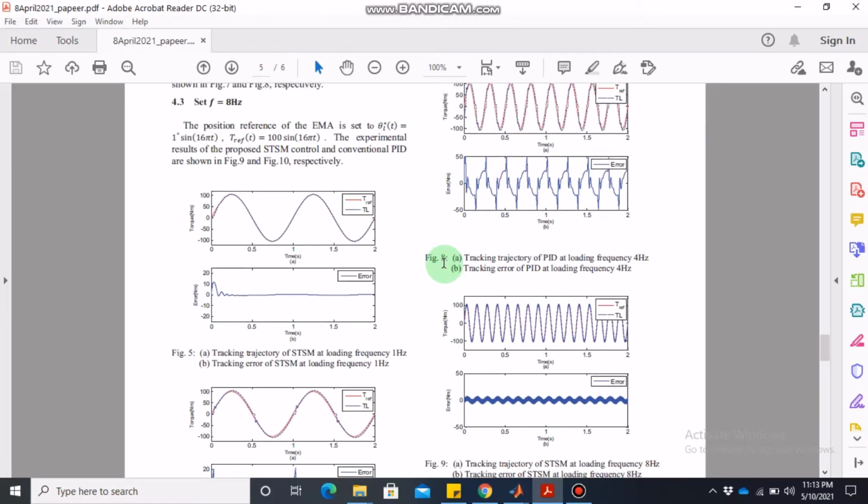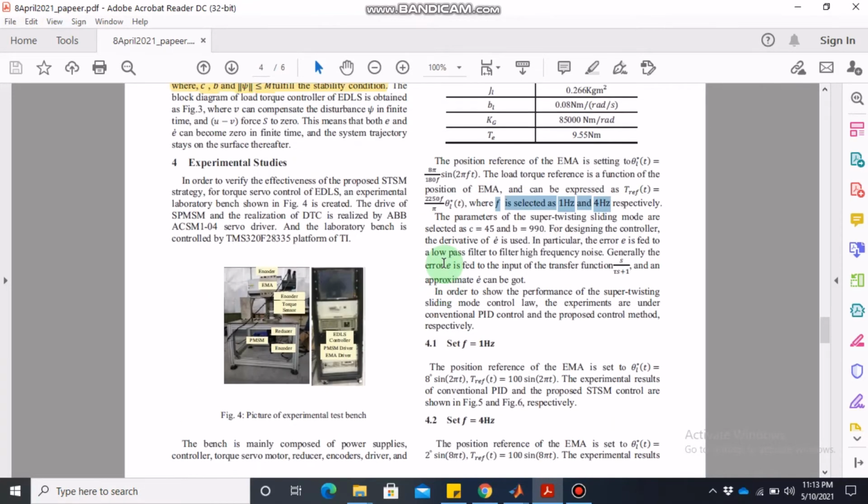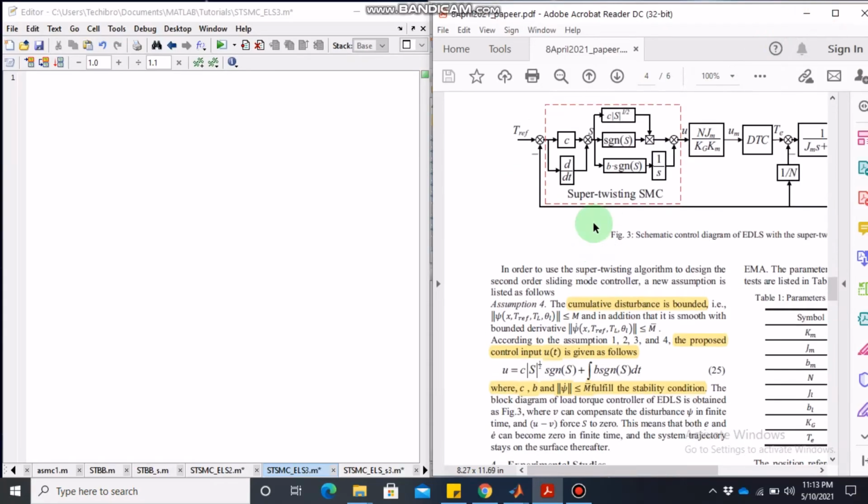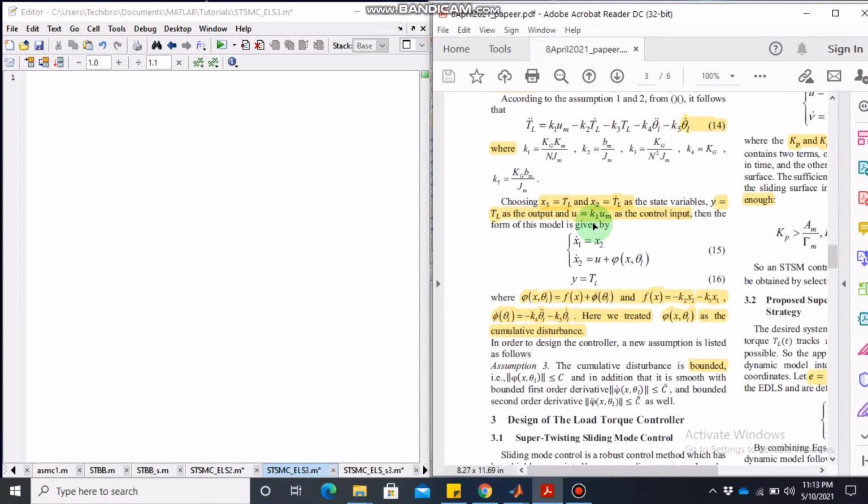Okay, so let's get into the action in terms of writing this. First of all, we need to write the state space system. This is the state space system of the dynamic load simulator. So we will create a function. In this case I call this function stsmc_els3.